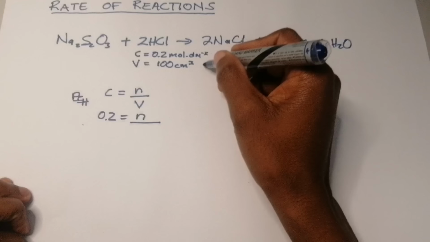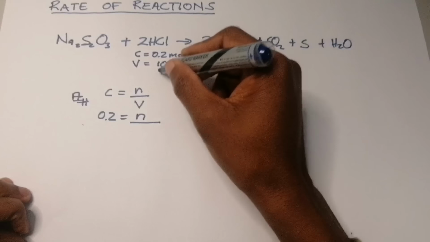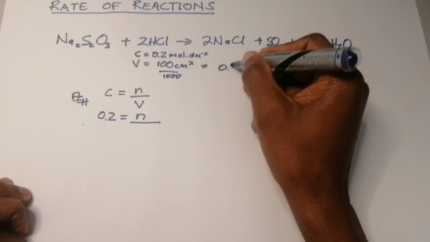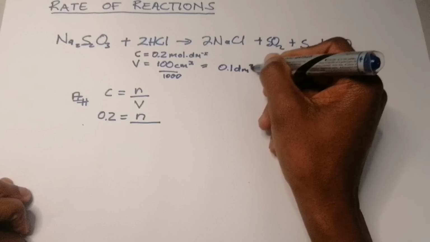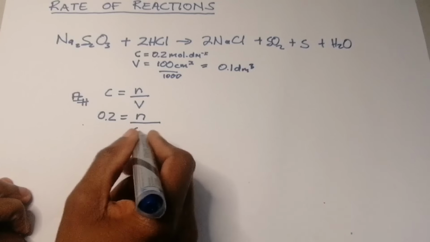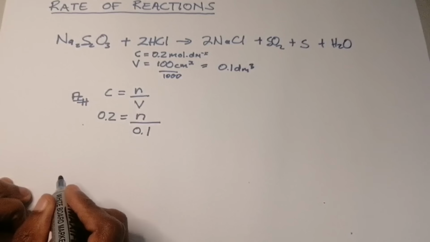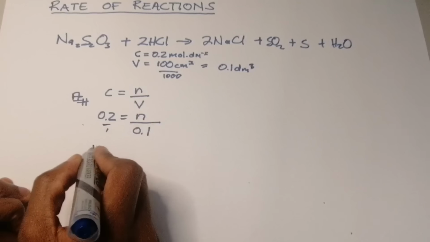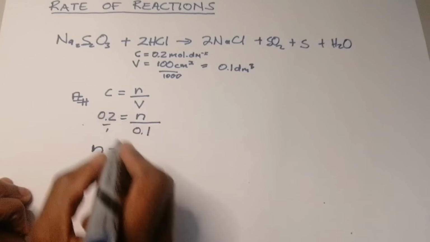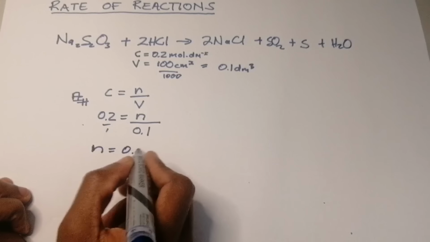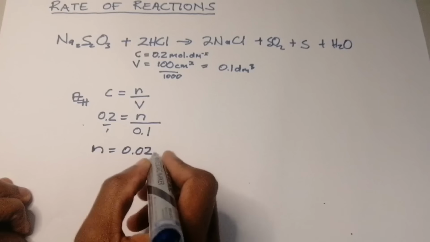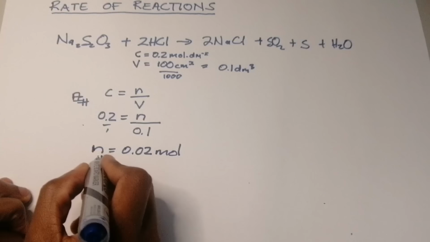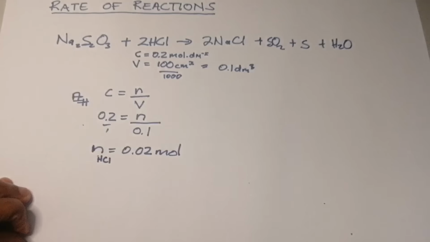So if I'm supposed to get that in cubic decimeters, all I do is divide that by 1,000 and it gives me 0.1 cubic decimeters. Okay, so I get 0.1 there. Okay, so now if you cross multiply, so number of moles is going to be 0.1 times 0.2. That will give me 0.02 moles. Now remember, what are these? The moles of hydrochloric acid.